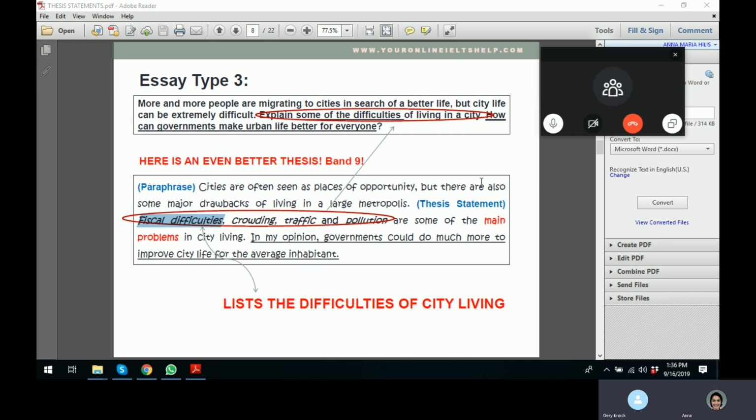Okay. Yes. So in the actual test, I want you to do the same. You have to approach each one and provide a solution for each of the problems you mentioned. That's how you do it. All right? And then wrap up your answer. Okay, something like these are the ways in which the government can improve living in the city for everyone. Okay? All right, next.